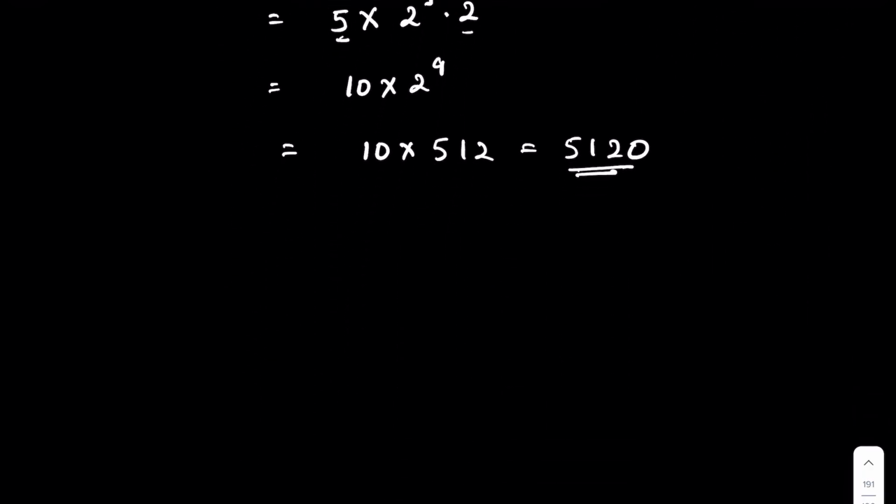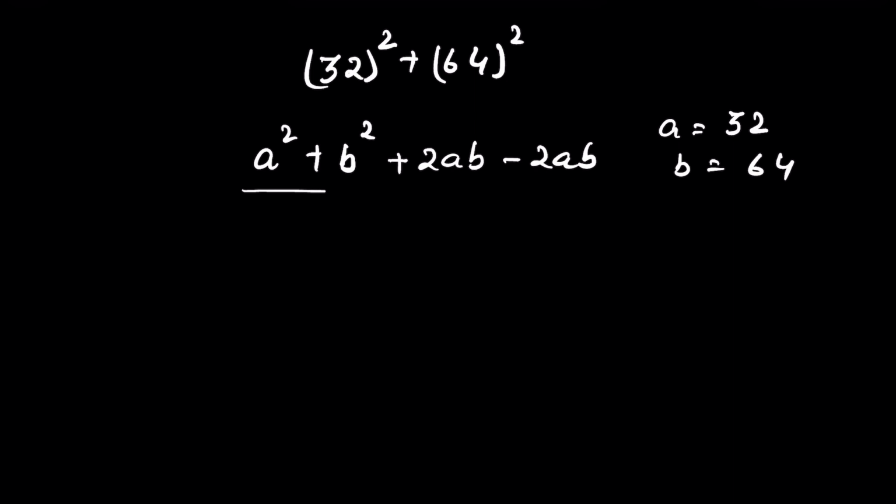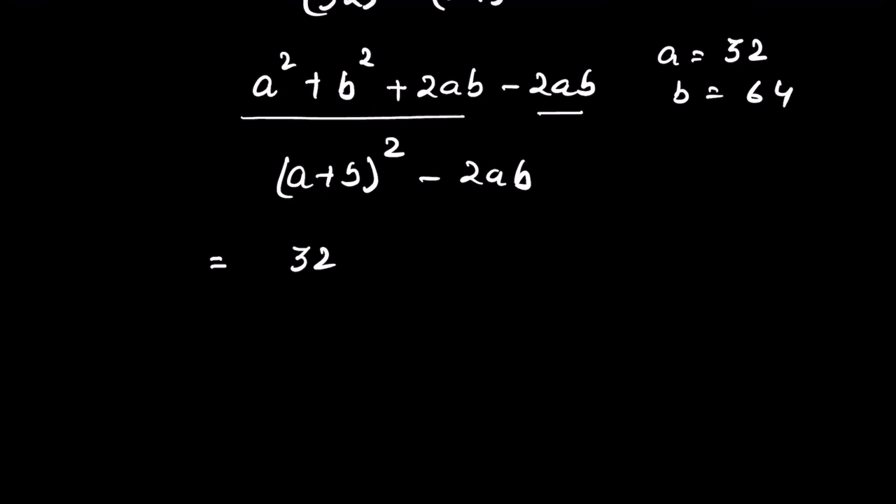Another method is that we use the algebraic expression. For example, we have here 32 square plus 64 square. So if we consider a is equal to 32 and b is equal to 64, then it is a square plus b square, and if we add plus 2ab and minus 2ab, then there will be no difference. Now it is in the form of a square plus b square plus 2ab minus 2ab, which is a plus b whole square minus 2ab. So this is 32 plus 64 whole square minus 2ab.